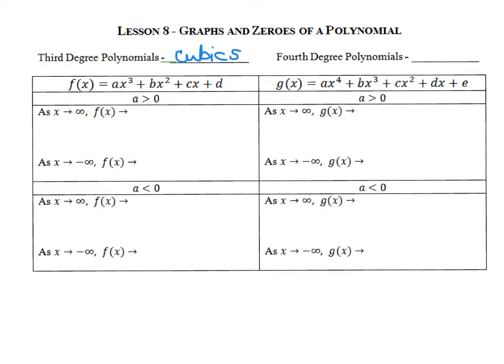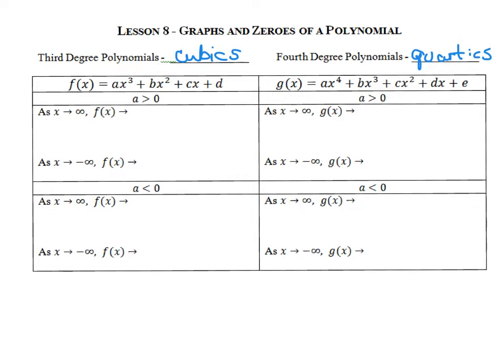And fourth degree polynomials will be polynomials whose highest exponent is a 4, and the name of a fourth degree polynomial is a quartic, Q-U-A-R-T-I-C.